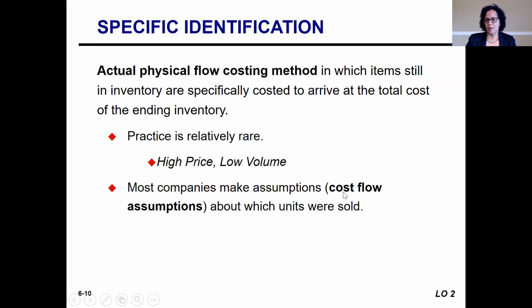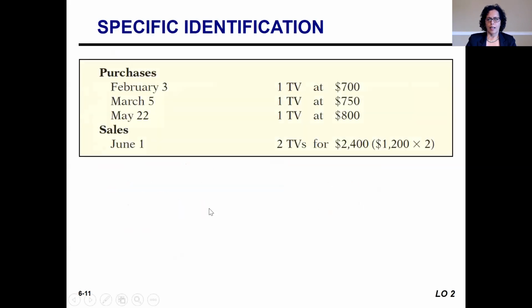So it's relatively rare. We are not talking of run-of-the-mill retailers. Most companies make assumptions, cost flow assumptions about which units are sold. They're not going to bother with specific identification. However, we will go through one example just to see what it looks like. Okay, so let's take an example. We're going to use the same example for all four methods.